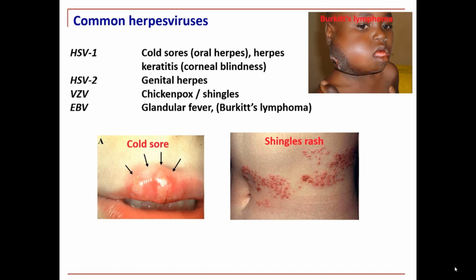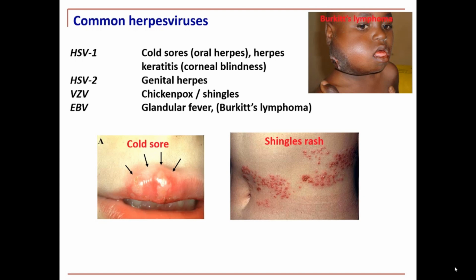So there are lots of herpes viruses. There's HSV-1 that we all know about, so that's cold sores or oral herpes. It can also lead to corneal blindness, so herpes keratitis. You have HSV-2, which leads to your genital herpes. Your varicella zoster virus, which is chickenpox and shingles. And obviously there's a vaccine against varicella zoster virus, or chickenpox, that's used in Australia, but it's not used in all countries. So, for example, they don't use the chickenpox vaccine in the UK.